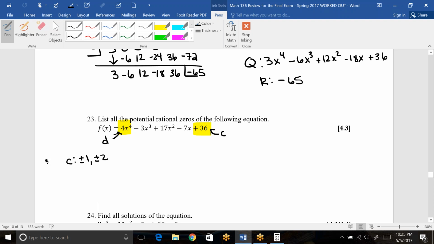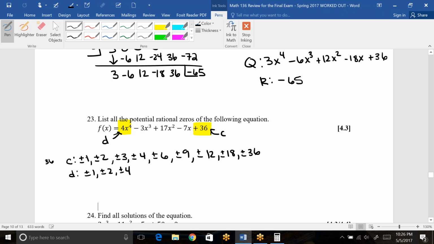So my factors of my C are plus or minus 1, plus or minus 2, so I'm doing factors of 36. Plus or minus 3 goes into it, plus or minus 4, plus or minus 6. 4 was times 9, so plus or minus 9. 3 was times 12. 2 was times 18, and 1 was times 36. Factors of 4 are plus or minus 1, plus or minus 2, plus or minus 4.